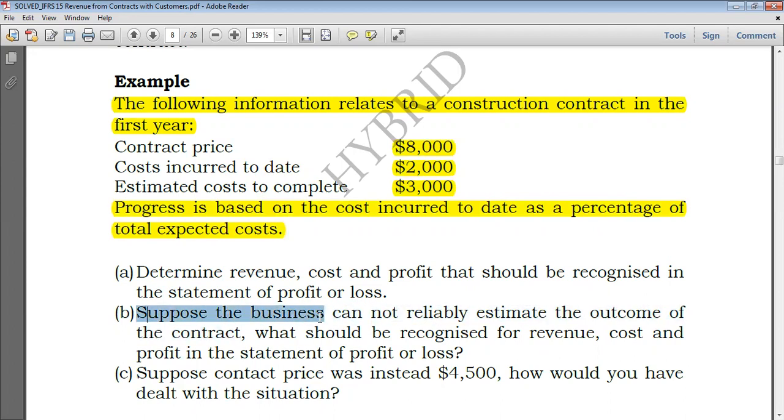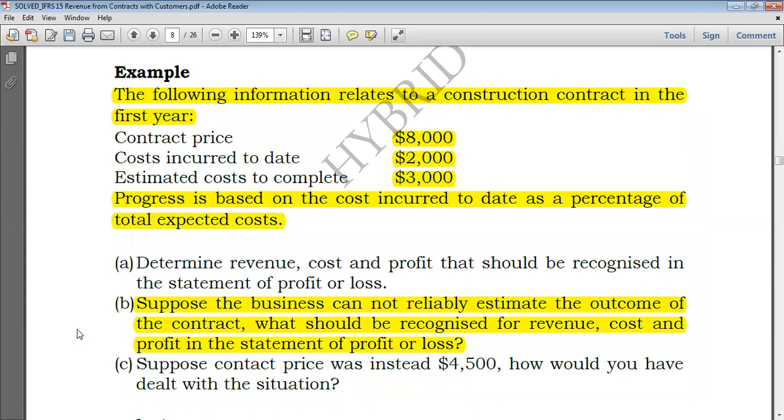Suppose the business cannot reliably estimate the outcome of the contract. Suppose it was this way. The business could not reliably estimate the outcome of the contract, what should be recognized for revenue, cost, as well as profit in the statement of profit or loss? What would you do in this situation? You cannot reasonably estimate the outcome, so you cannot even use this progress, because this situation here is used when you are certain of what you are doing. But if you're not certain of what you are doing, as we said earlier, you would have to recover.